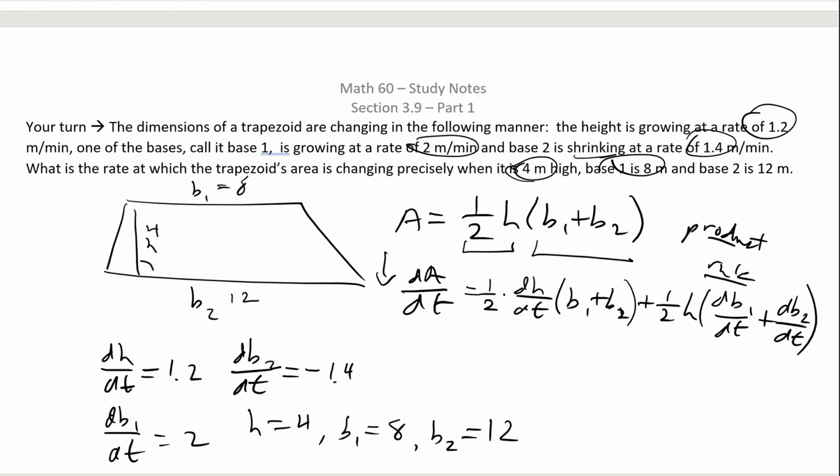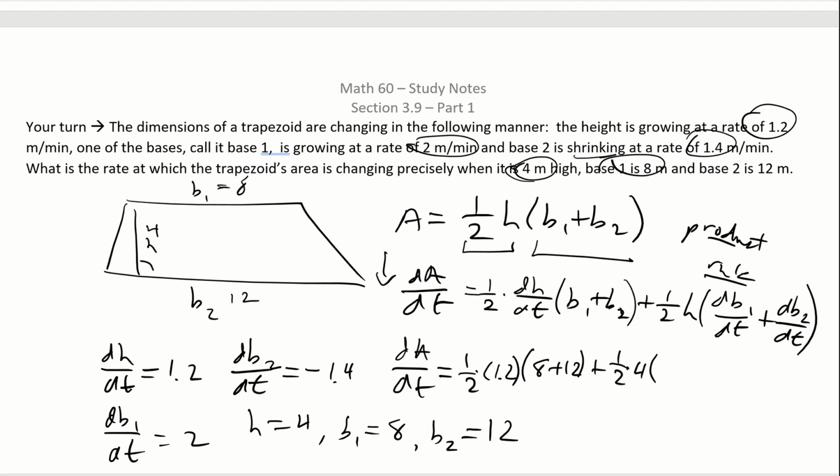At that moment, how quick is the area changing? This is a plug and chug. dA/dt is equal to 1/2 times what? dH/dt? Oh yeah, that's 1.2. And then inside the parentheses, what's B1 and B2? Oh, 8 plus 12, okay. Plus 1/2, what's the height for?